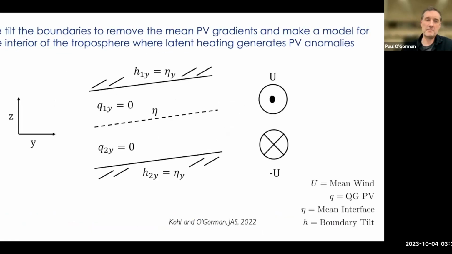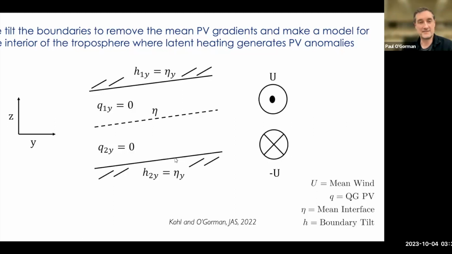Okay, so how do we make this a model for diabatic Rossby vortices? Well, what we do is we take the simple approach of tilting the boundaries. So now it's the same kind of model. It has a tilt in the interface, which corresponds to a temperature gradient, sorry. But now we have the exact same tilt in the upper boundary and in the lower boundary.